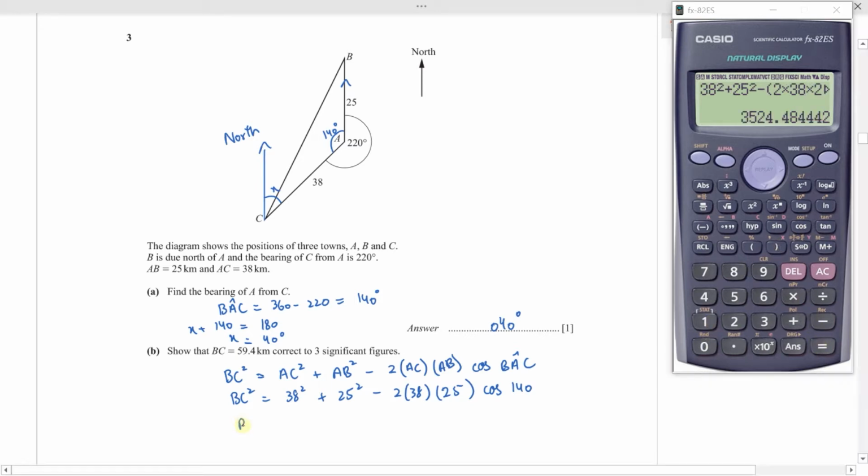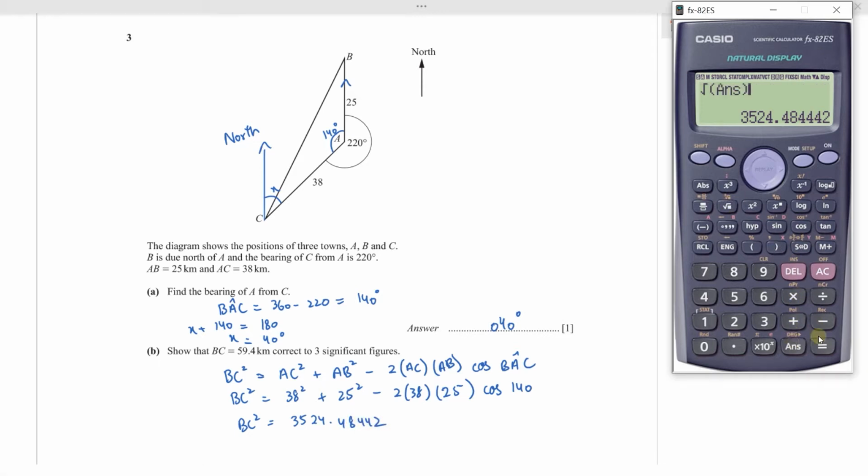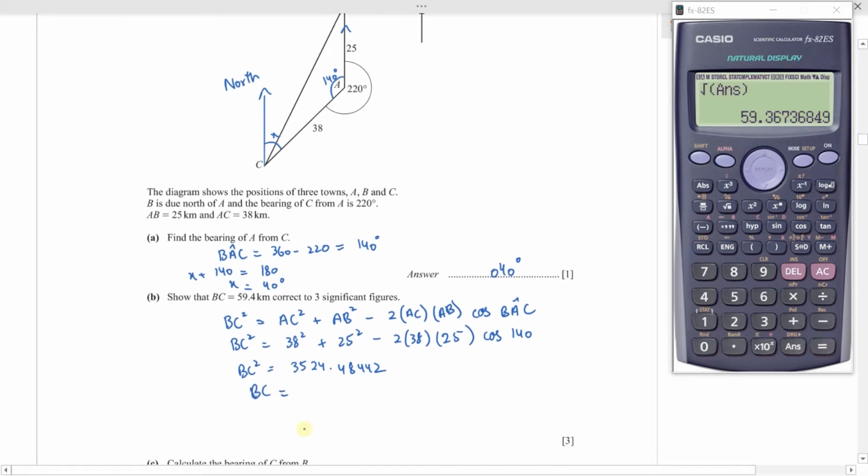So BC squared is equal to 3524.484442, and then if you take the square root of this, BC is 59.367. If you write it to three significant figures, 1, 2, 3, this 3 will be rounded up to 4, which will give you 59.4 kilometers, and that's exactly what you have to show.